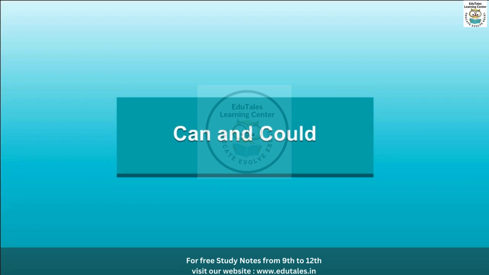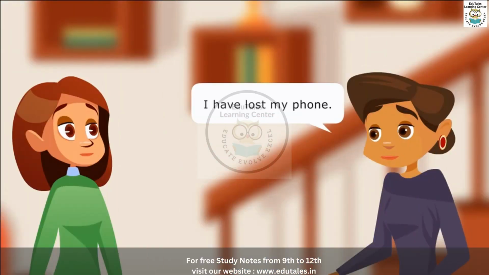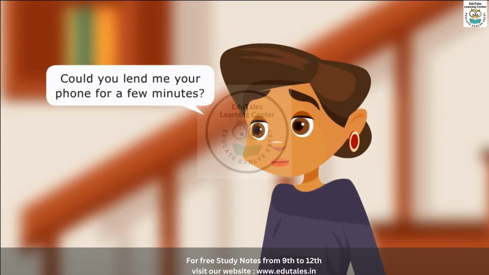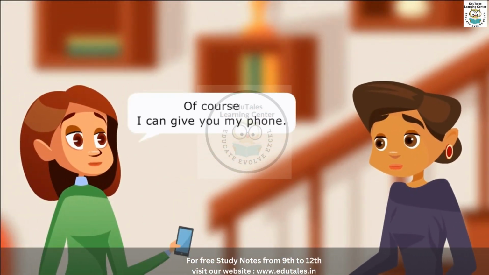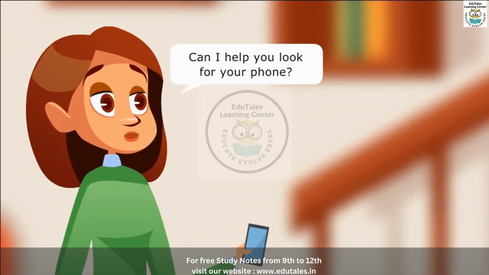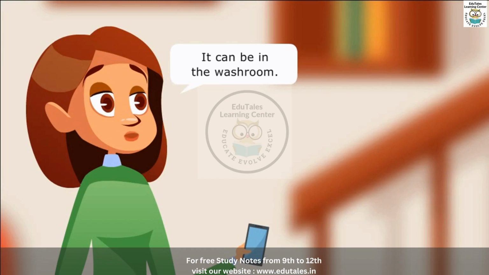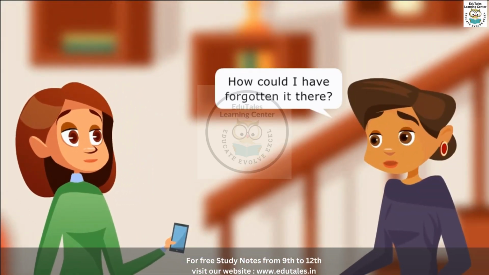Can and could. I have lost my phone. Could you lend me your phone for a few minutes? Of course, I can give you my phone. Can I help you look for your phone? It can be in the washroom. Yes, how could I have forgotten it there?